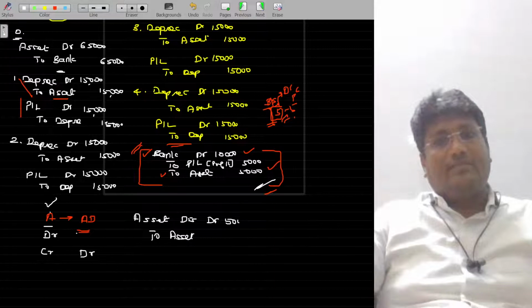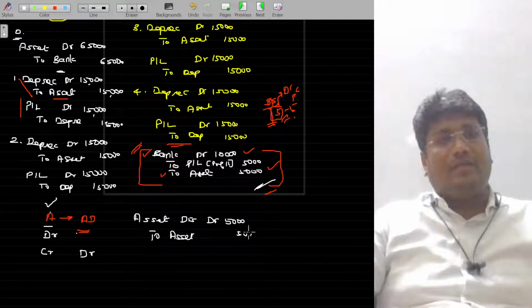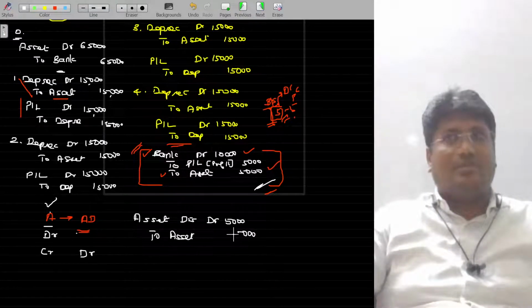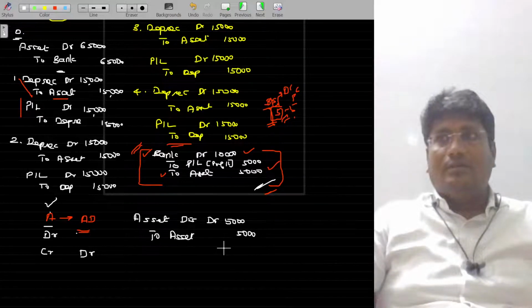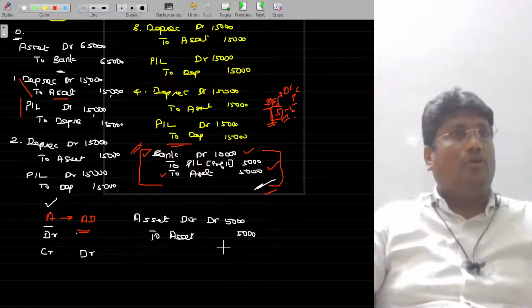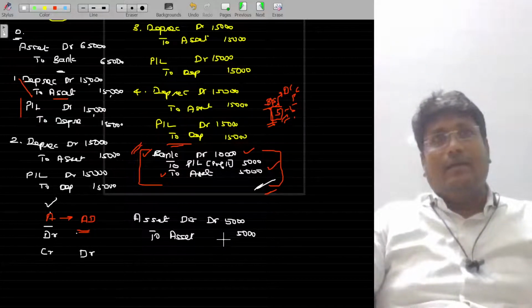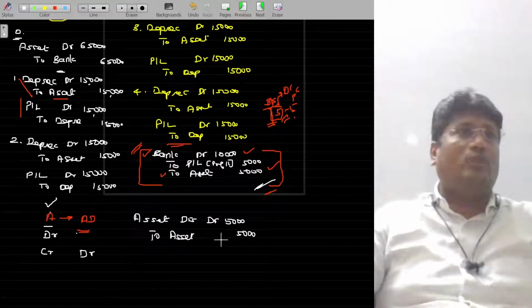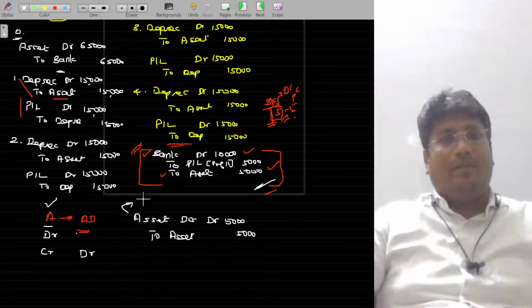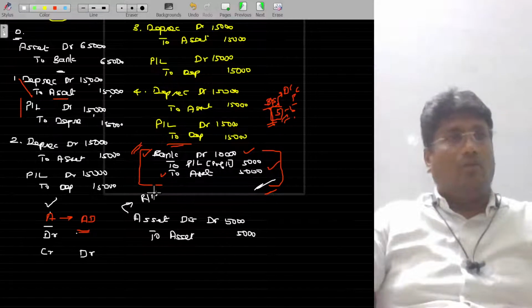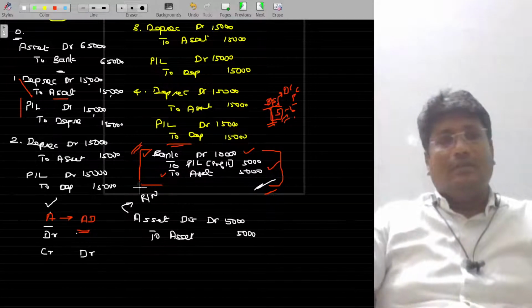I am not selling the asset as it is. On sale of the asset, the entry would be bank account debit to asset. But here I am not going to sell as it is. Here the asset is transferred to a new account called asset disposal, and that asset disposal account is going to be closed. The asset disposal account could be assumed to be either a real account or a nominal account, whatever it may be. It's your logic.